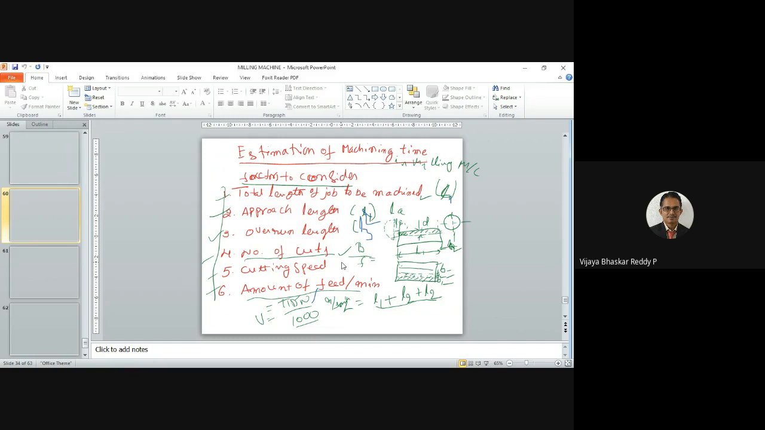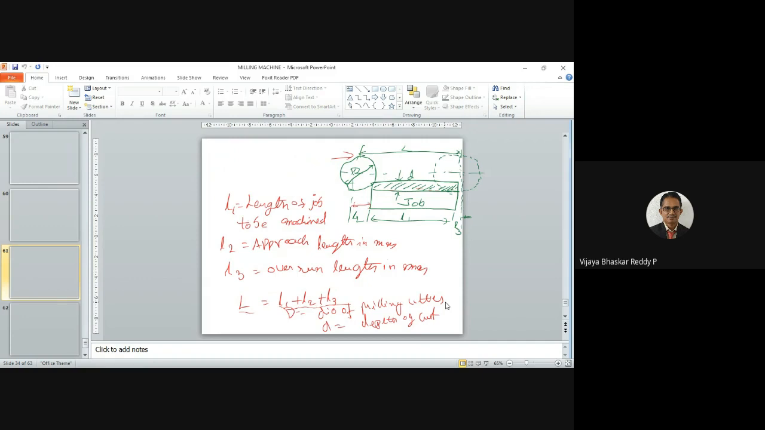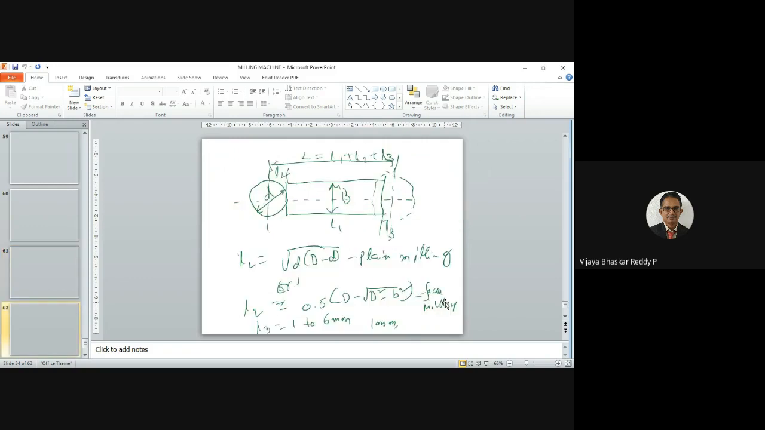The total length equals the workpiece length plus approach length plus overrun length, that is L1 plus L2 plus L3, where L1 is the length of the job to be machined, L2 is the approach length and L3 is the overrun length. Here D is the diameter of the milling cutter and small d is the depth of cut. So we calculate L2 using these relations, and L3 we consider as 1 to 6.